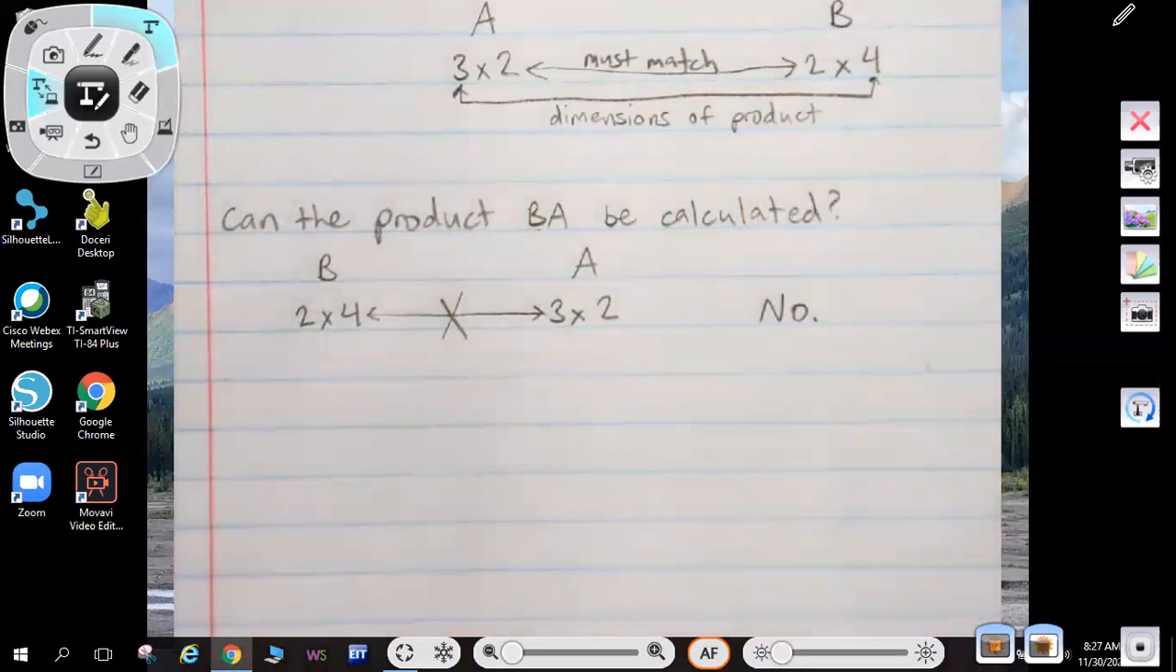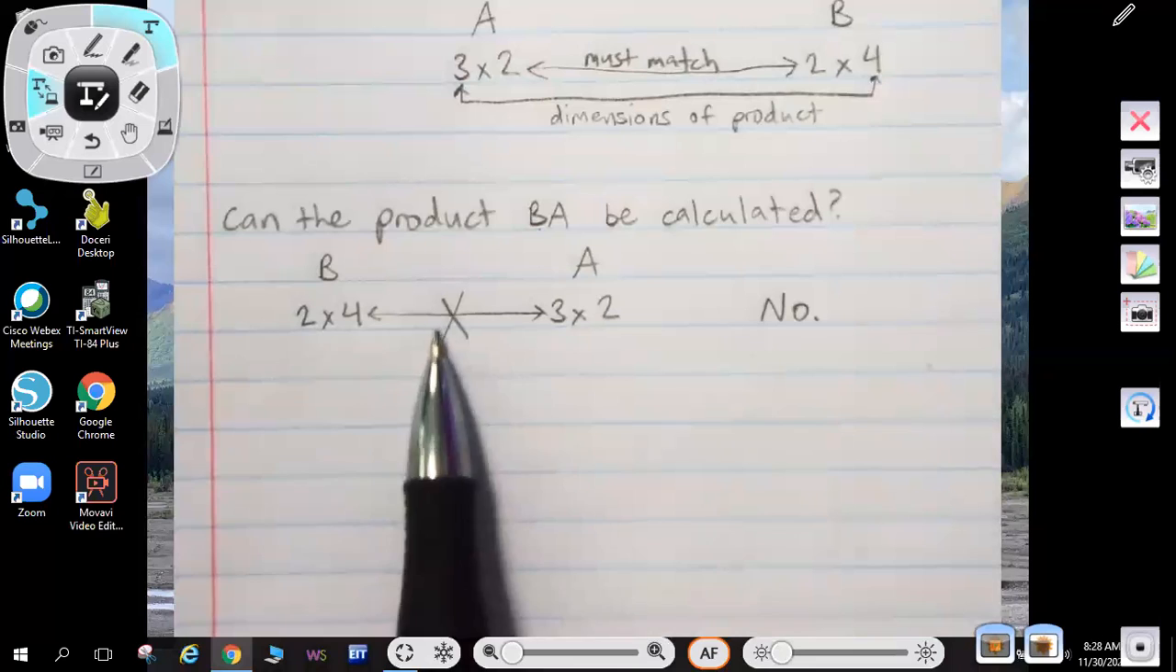So it's different from just normal multiplication, because normally with multiplication, you can multiply in any order. It doesn't matter. Like 2 times 4 is the same thing as 4 times 2. But with matrices, it's different. If you're trying to multiply two matrices together, the order matters and the inside numbers of the dimensions have to match.